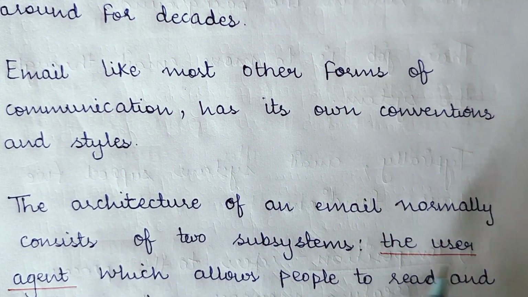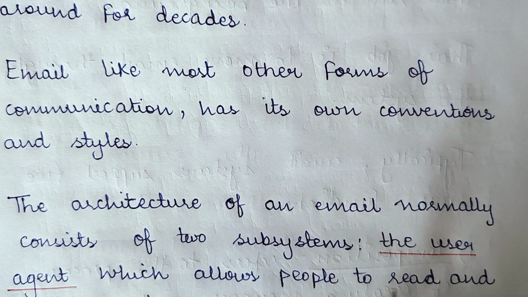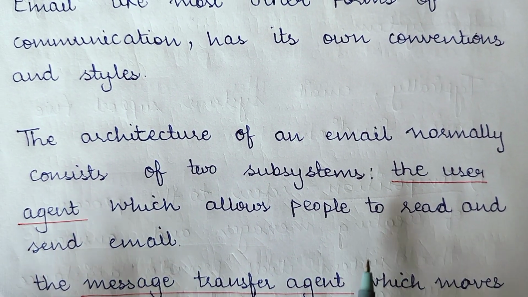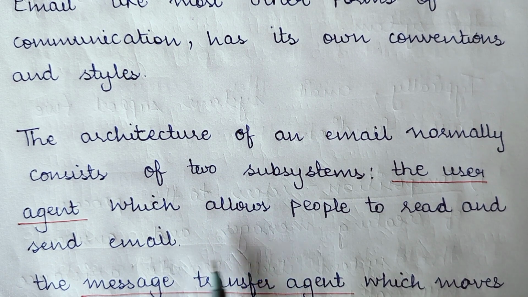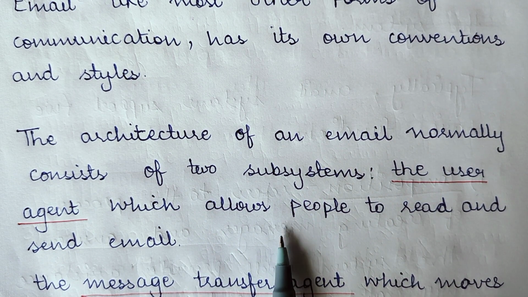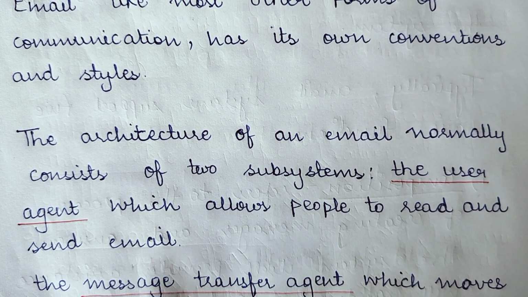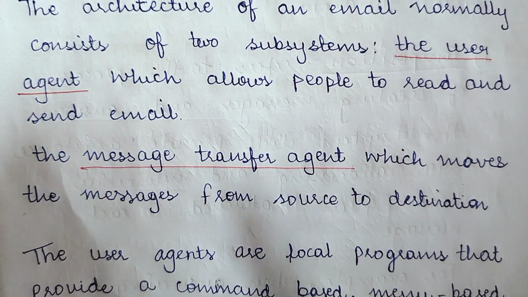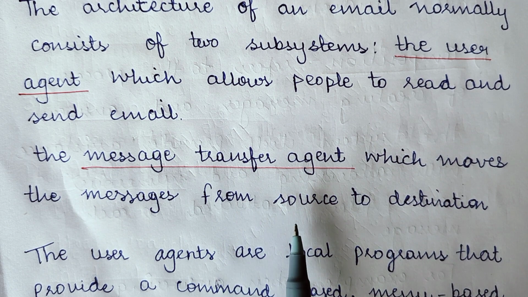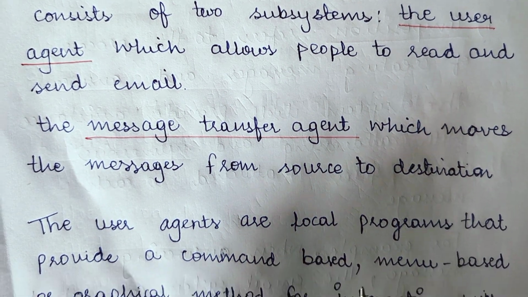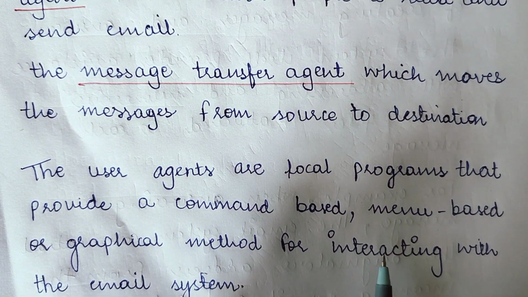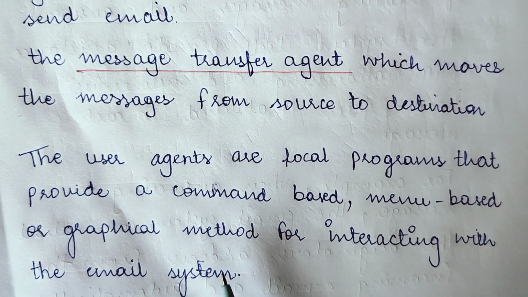The architecture of an email normally consists of two subsystems. The first one is the user agent, which allows people to read and send emails, and the second subsystem is the message transfer agent, which moves the messages from source to destination. The user agents are the local programs that provide a command-based, menu-based, or graphical interface for interacting with the email system.